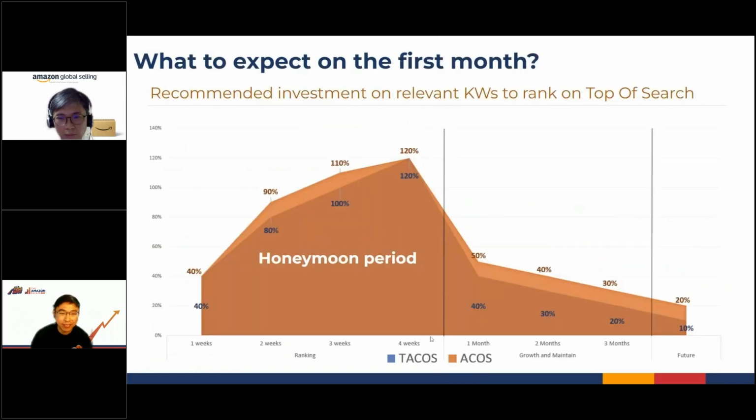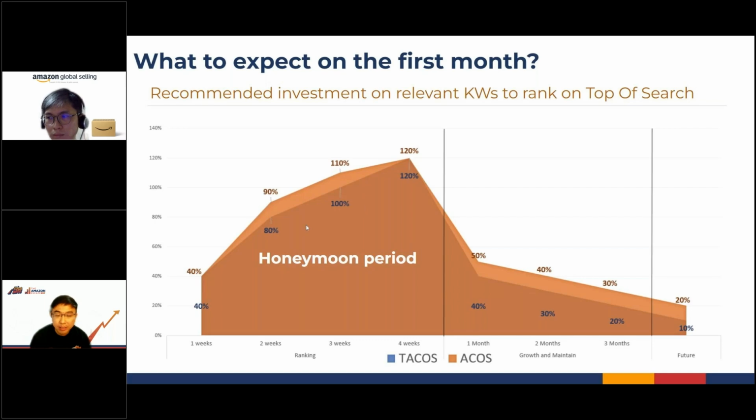Next one. This is the expected investment graph that I put here. During the honeymoon season, a lot of sellers are very afraid to spend money, and I understand. I was there once in 2019, 2020. But once I understood this, I let loose my budget, the sales came in, and I got organic rank.